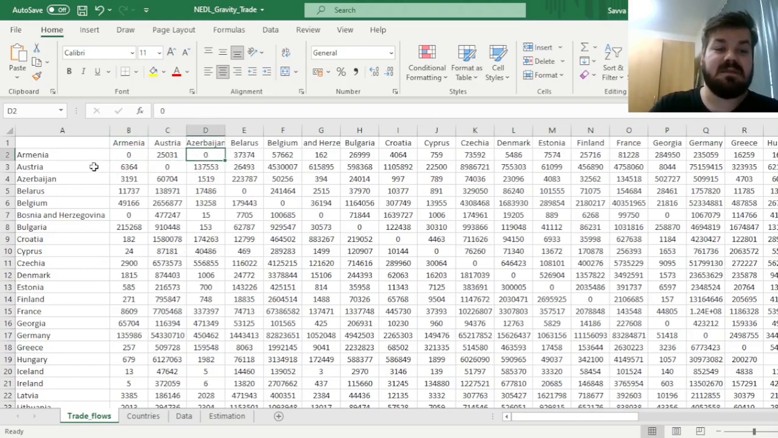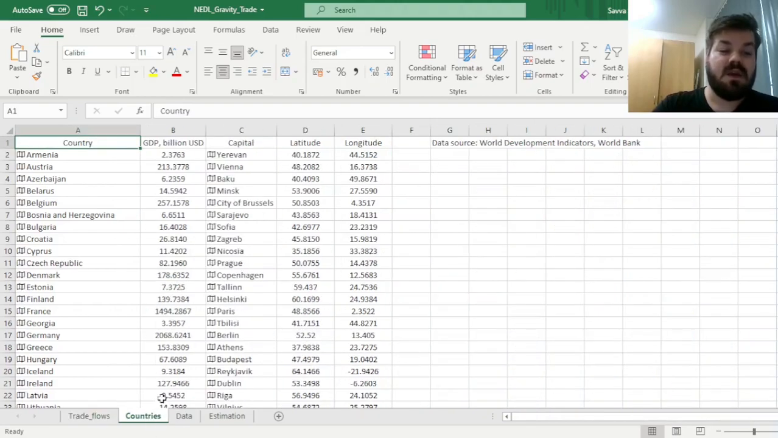For example, we see that Armenia and Azerbaijan do not trade. Perhaps that can be related to some political tensions, who knows? And we can see each and every cell of the matrix with each element here representing the trade volume in thousands of dollars. Now, having obtained the bilateral trade flows data, we can look at country-specific data.